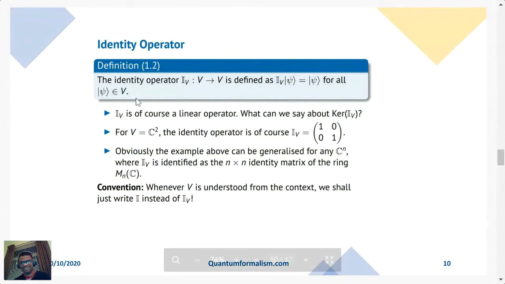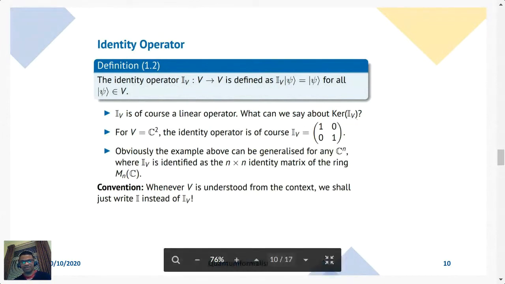So yeah, indeed, the kernel is 0. Okay. So going back to concreteness, if we have V equals Cn, then obviously I_V corresponds to the identity matrix, right? And this can also be generalized to Cn, where I_V becomes the identity matrix of M2 of C. Okay. Next week we will work with this.